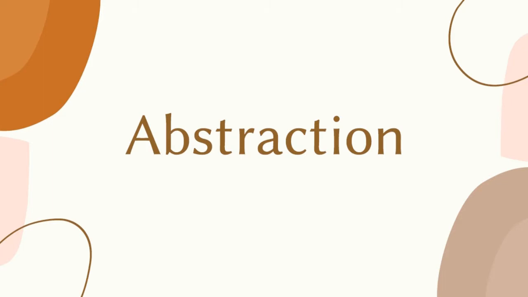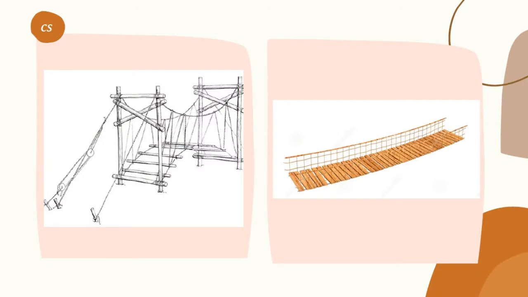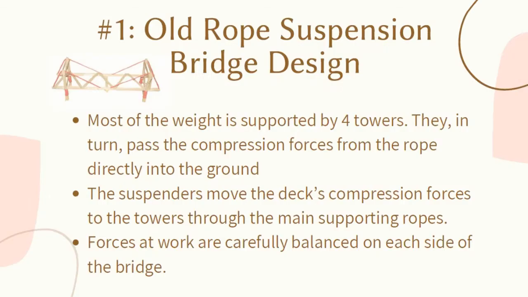For the abstraction part, in order to come up with a solution to the problem, one must first understand the design of the bridge that broke. In the old rope suspension bridge design, we can observe that most of the weight is supported by 4 towers, and this will pass the compression forces from the rope directly to the ground. The suspenders move the compression force to the towers through the ropes, which will make the forces at work balanced on each side of the bridge.